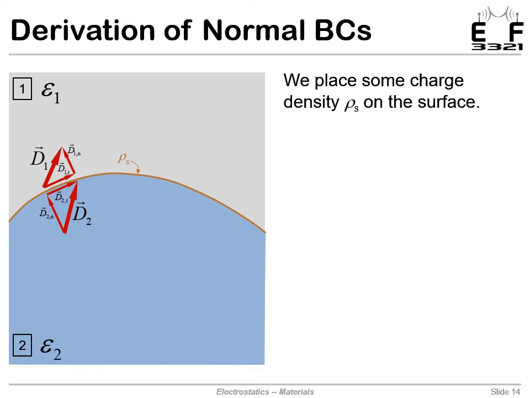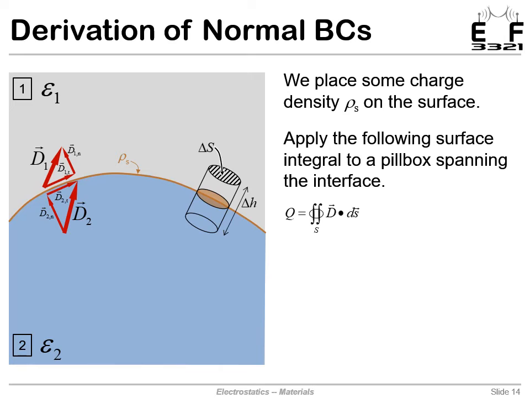Now on to the boundary conditions for the normal components. This is where we'll place a surface charge at the interface between these two materials. Then we'll construct a pillbox that spans the interface. This little elliptical region here is the cross section of our pillbox that lies on the interface. The area of the top and the bottom we will call delta S, and the height of this pillbox we'll call delta H. And we want to integrate the electric flux on that pillbox.